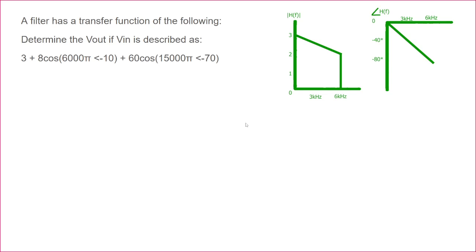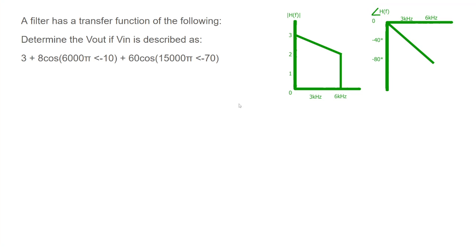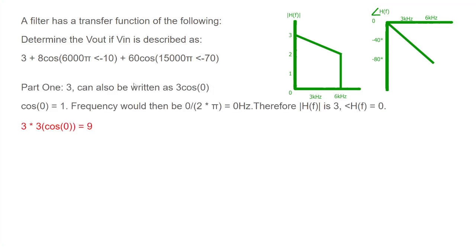A filter has a transfer function as shown on the graph on the right. Determine the Vout if the Vin is described as this function. Now for part 1, the first thing you need to do is break them individually into their own parts.